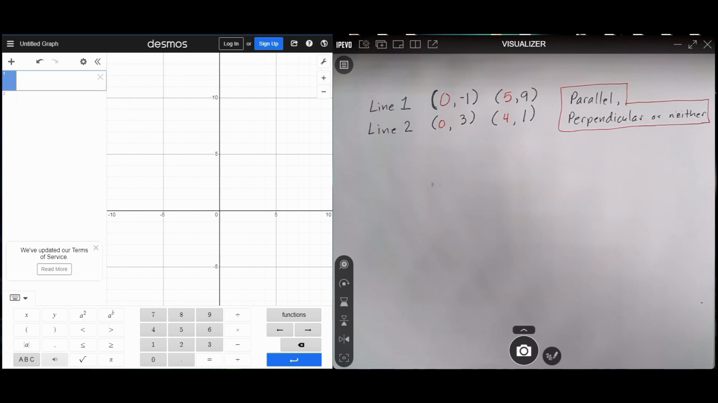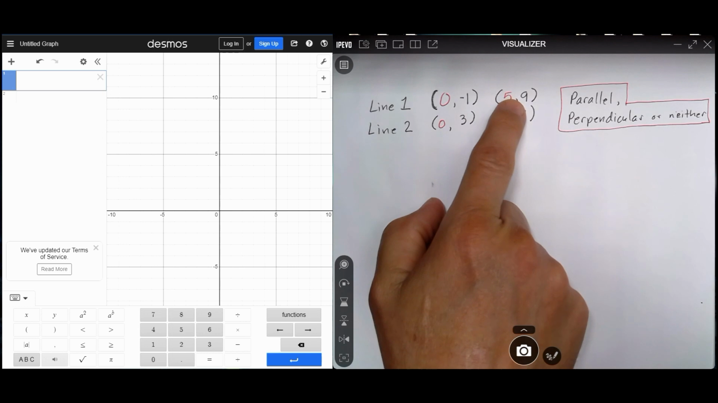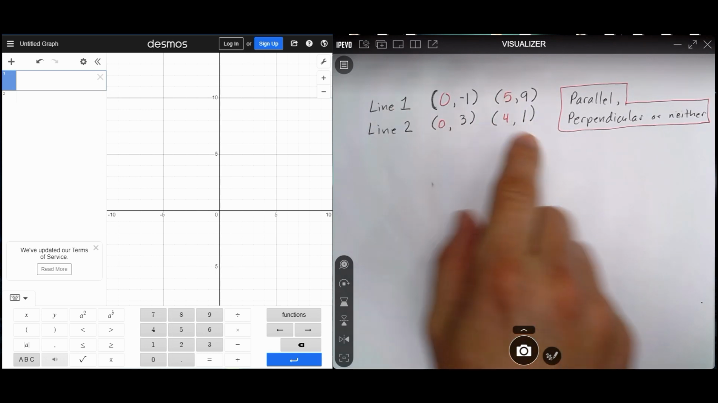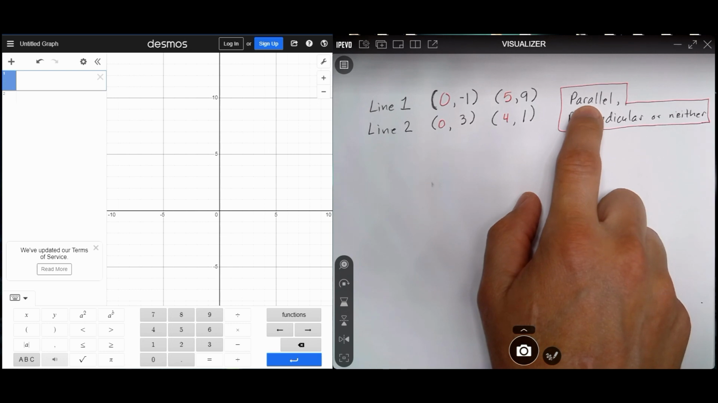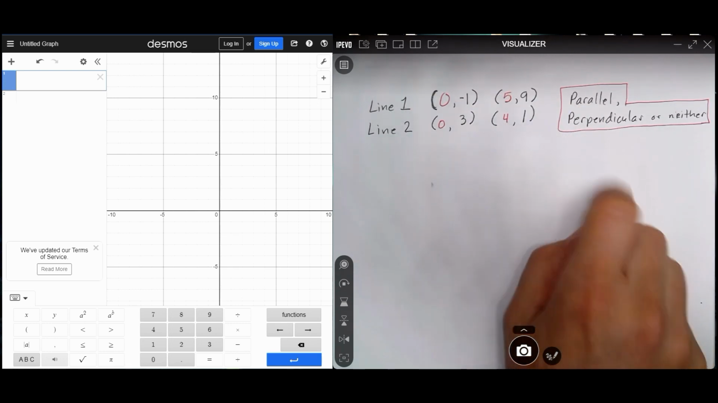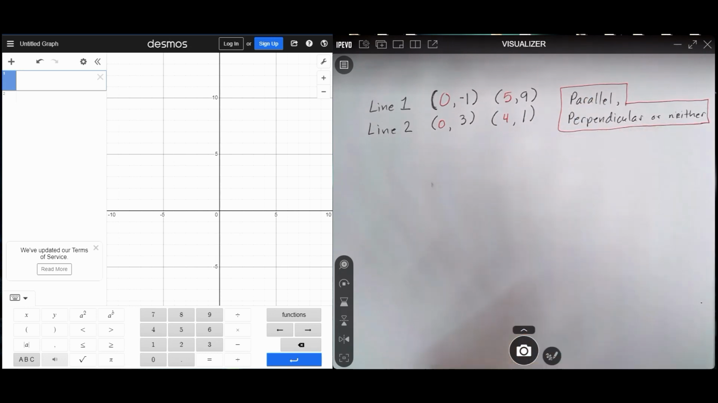On this problem, we're given two different lines, and they're represented by ordered pairs x and y. So we have two ordered pairs for line 1. We have two ordered pairs for line 2. And it wants us to define whether these two lines represented by these two ordered pairs are either parallel to each other, perpendicular to each other, or neither.